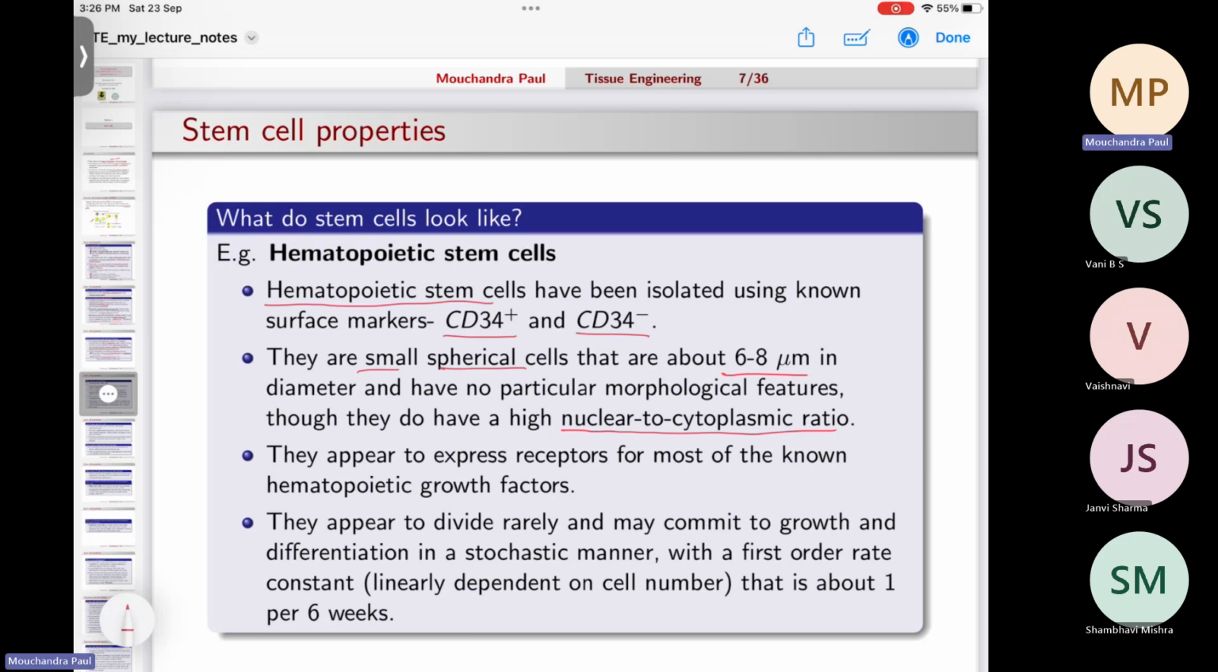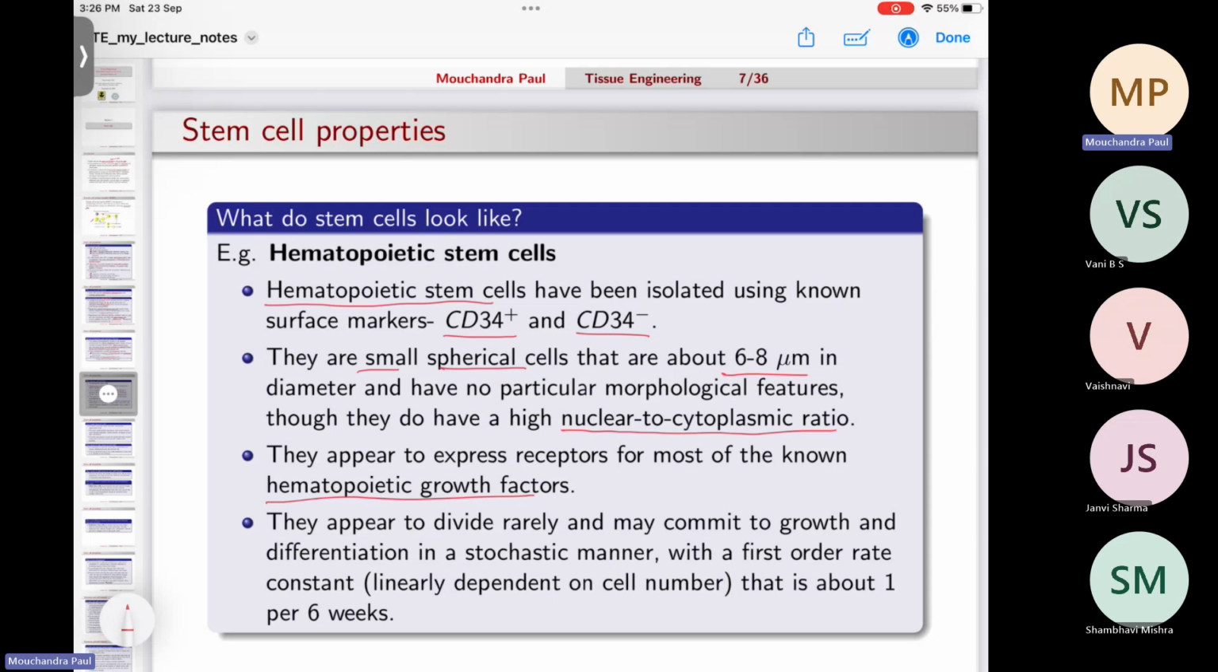Meaning the nucleus covers the majority of the cell volume compared to the cytoplasm, and they appear to express receptors for most of the known hematopoietic growth factors, meaning they can respond to these growth factors easily.